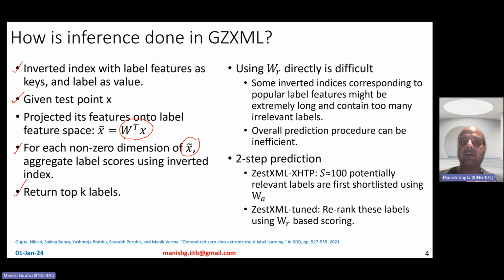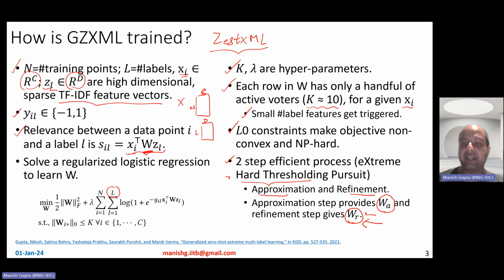However, this W transpose X operation can be super expensive. You could use WR directly, but that is expensive because some inverted indexes, corresponding to popular label features, might be very long and contain many irrelevant labels. That is a typical problem with retrieval. Some of those inverted indexes, for example for stop words, can be very long, which makes the overall prediction procedure very inefficient if you just compute W transpose X, where W is WR, the final matrix obtained from the second step of this process.